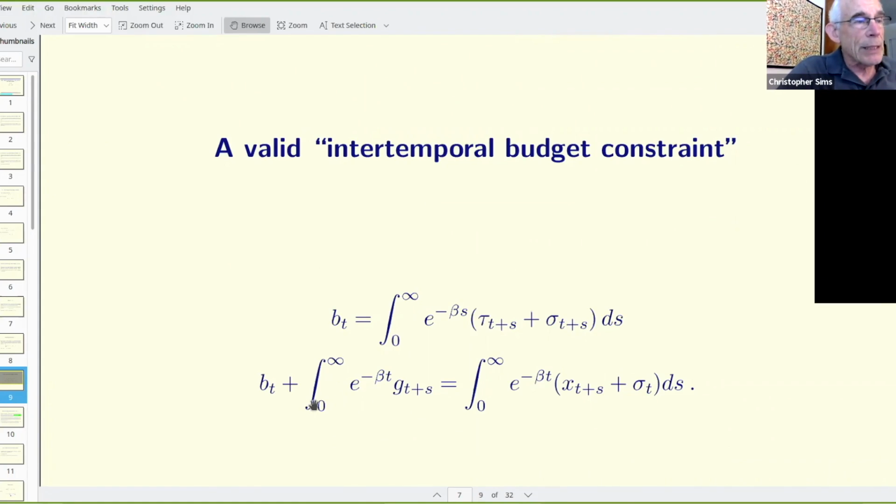You can rearrange it so that it says if we start with debt and a planned sequence of future expenditures, G_T plus S, the discounted present value of the future expenditures plus the current debt has to match the discounted present value of future taxes plus the seigniorage. And this should be sigma_T plus S, of course.